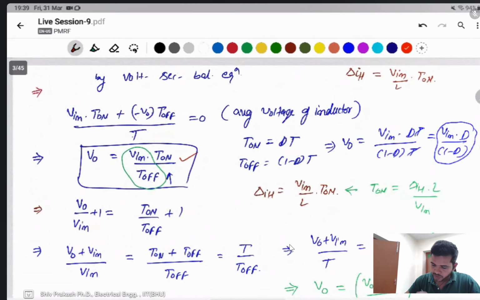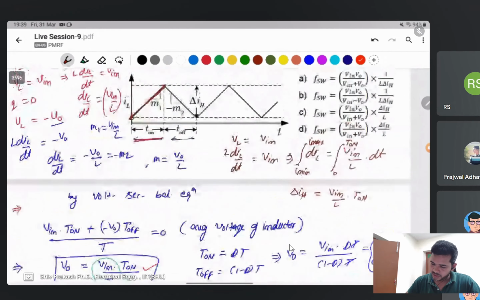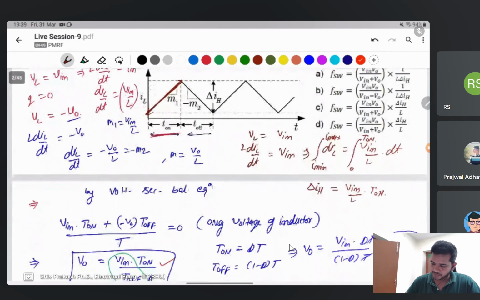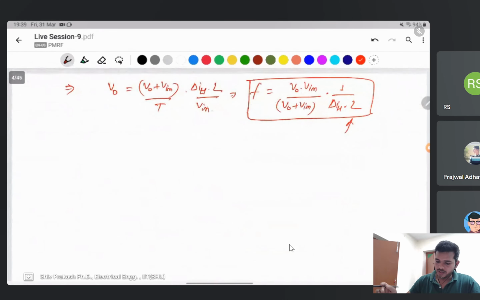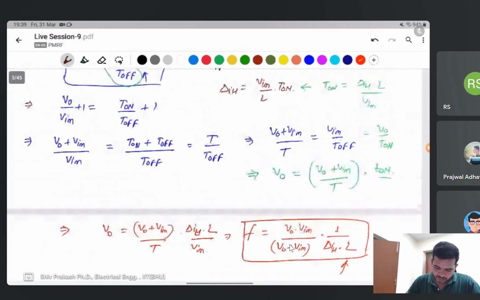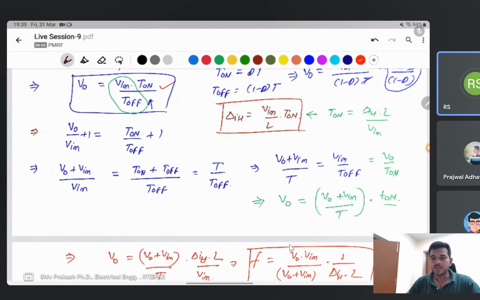First of all, find the V output voltage, then match this one: V output into V in divided by V output plus V in into 1 by delta IH. Switching frequency, I think this one, the first one: V output into V in divided by V in plus V output into 1 by L into delta IH. Find the output voltage, after that find the ripple of this one.